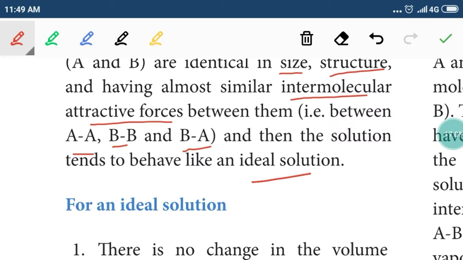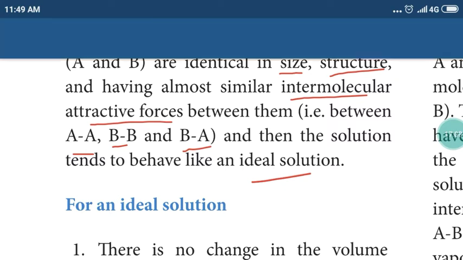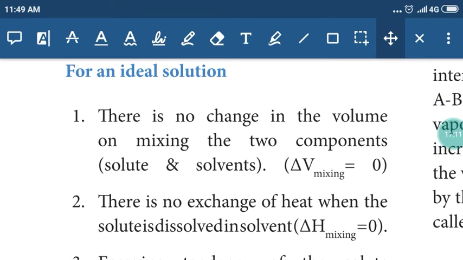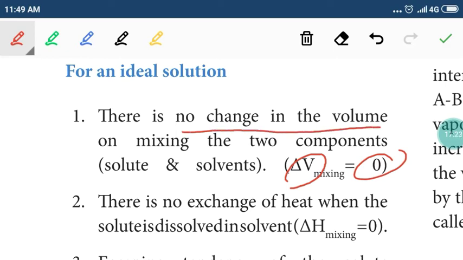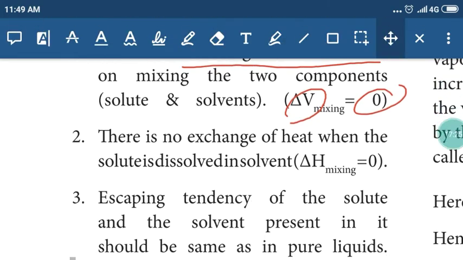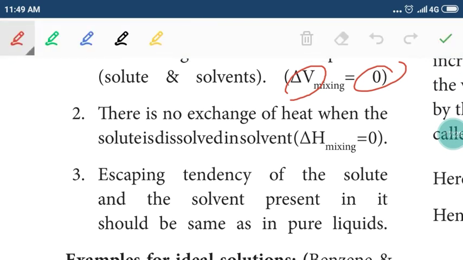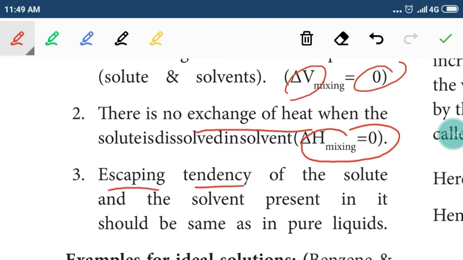What is the effect of an ideal solution? When a solution becomes an ideal solution, what happens? For an ideal solution, change in volume is not possible. Delta V value will be 0. So when we mix solute and solvent, there will not be any change in volume. Second point, when solute is added to a solvent, heat change is not possible. So delta H value will be 0. It won't be endothermic or exothermic. Third, the escaping tendency will be the same for solute as well as solvent, like a pure liquid.